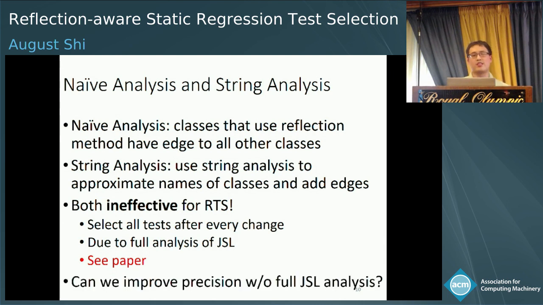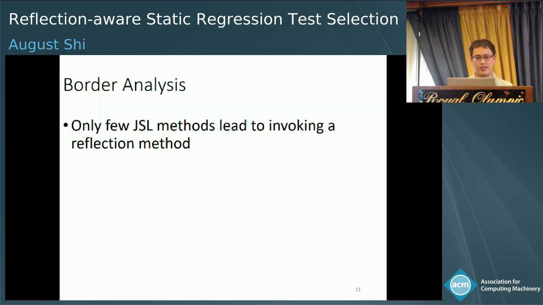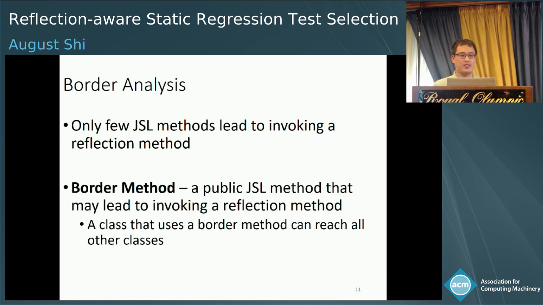But what this prompted is that we need to find a way to recover reflective edges without having to analyze the Java standard library. What that led us to think about is an idea we call border analysis. The idea here is that only a few of these standard library methods actually lead to calling one of those reflection methods. So what we want are border methods, which are methods that may lead to invoking a reflection method. Therefore, if any part of the code is using one of these border methods, we can approximate there and say this is using reflection. It can lead to anywhere else in the code.